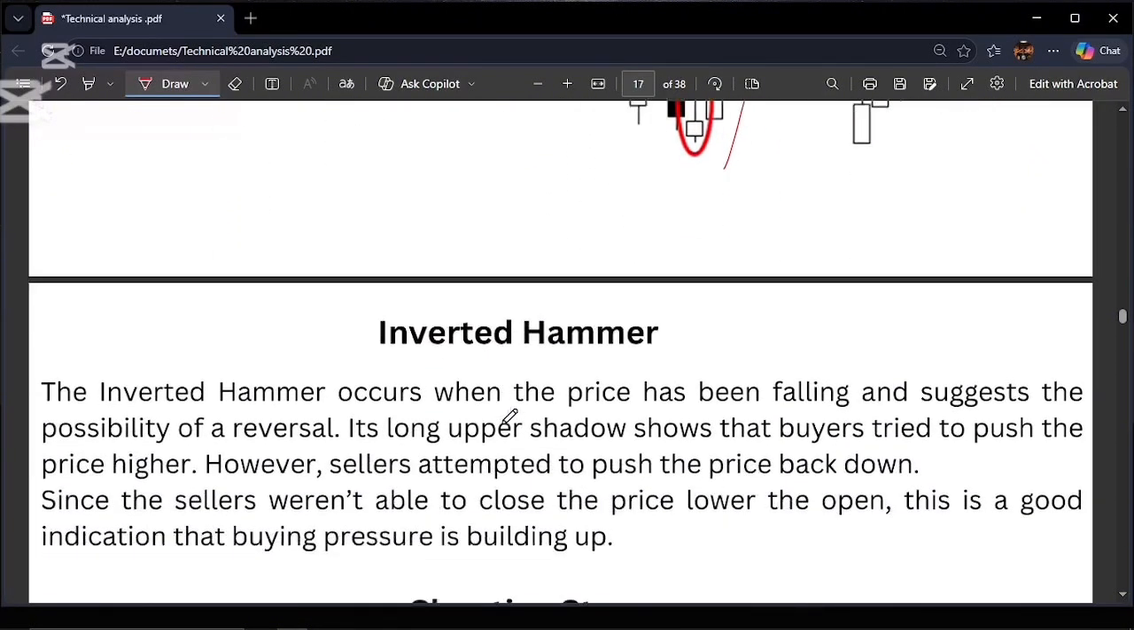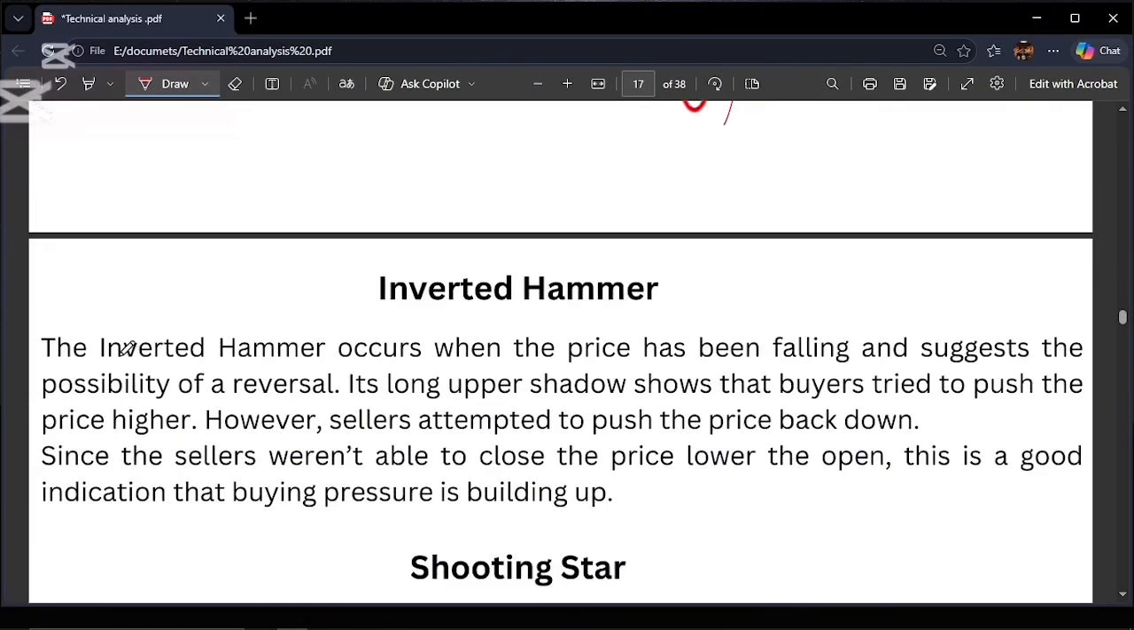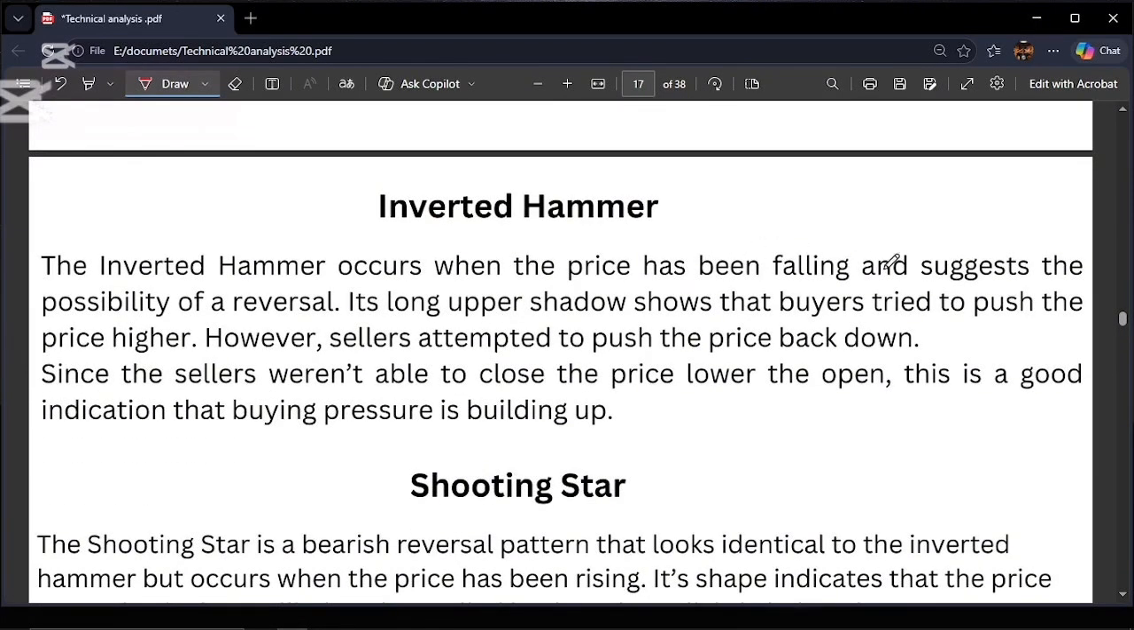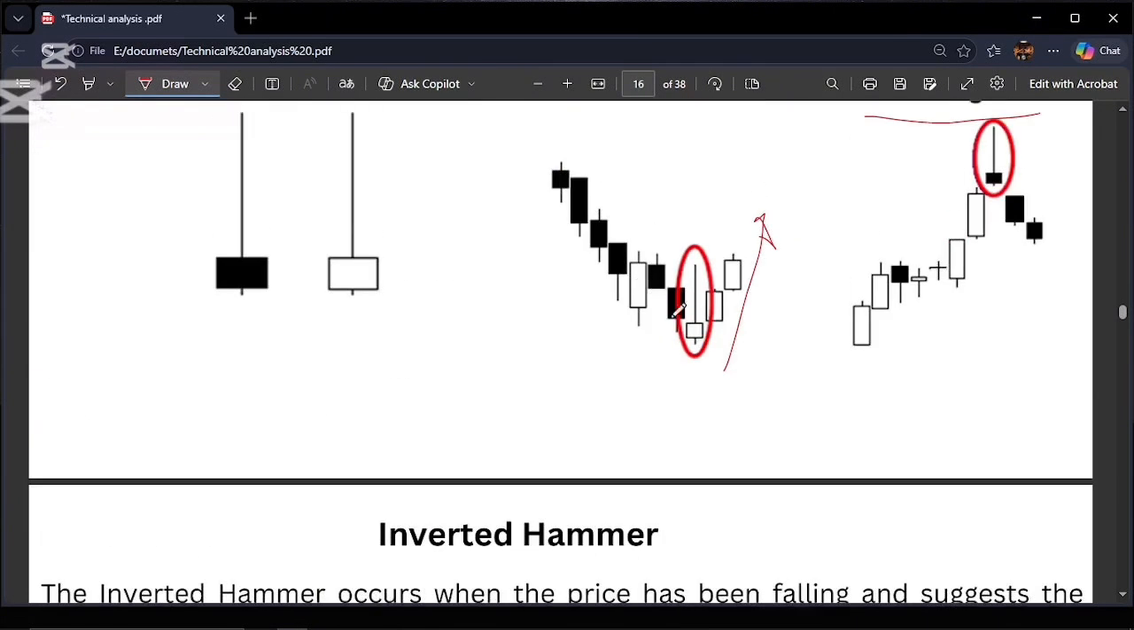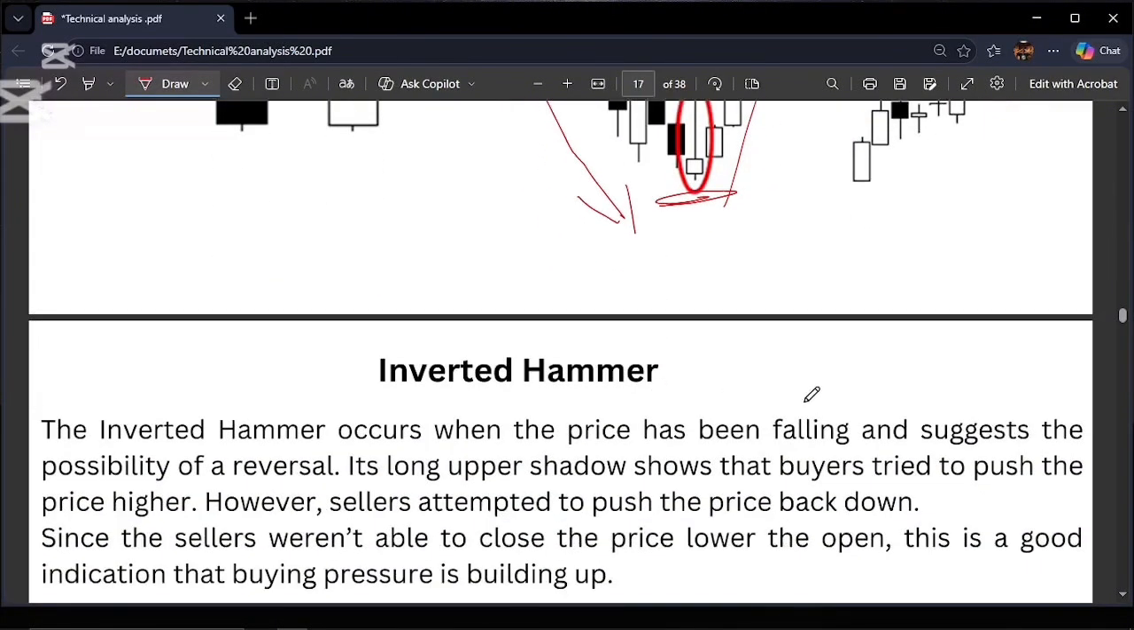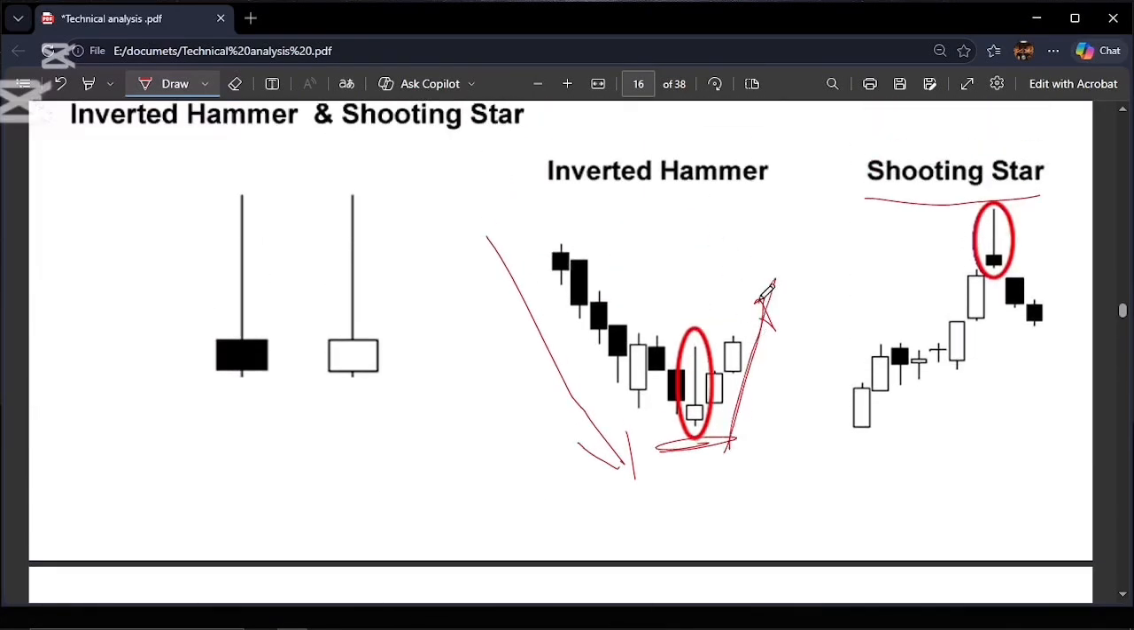So the inverted hammer occurs when prices have been falling. This is the inverted hammer. Like you see, prices have been falling. It occurs when prices have been falling and suggests the possibility of a reversal.